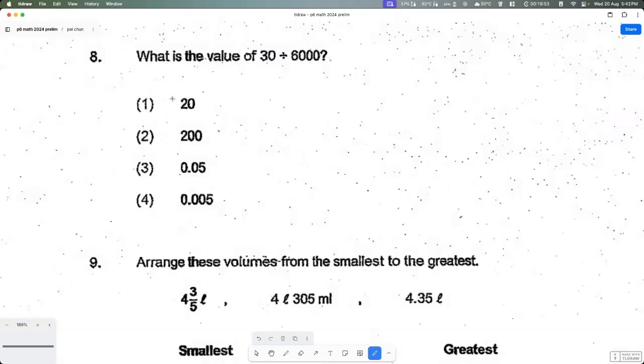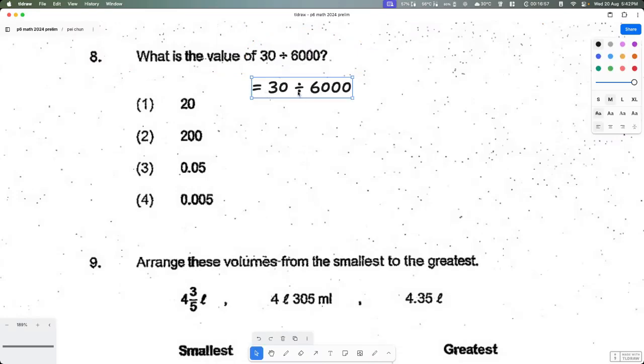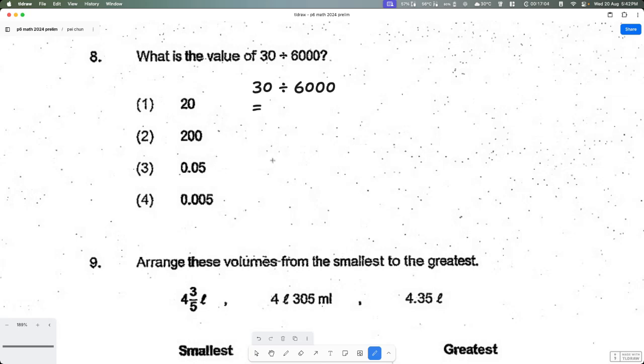All right, so question 8, what is the value of 30 divided by 6,000? I'm just writing here so it's easier to see. So 30 divided by 6,000. What we can do is cancel the zeros, right? So just cancel the zeros and cancel another 0. So this would then become 3 divided by 6 divided by 100.